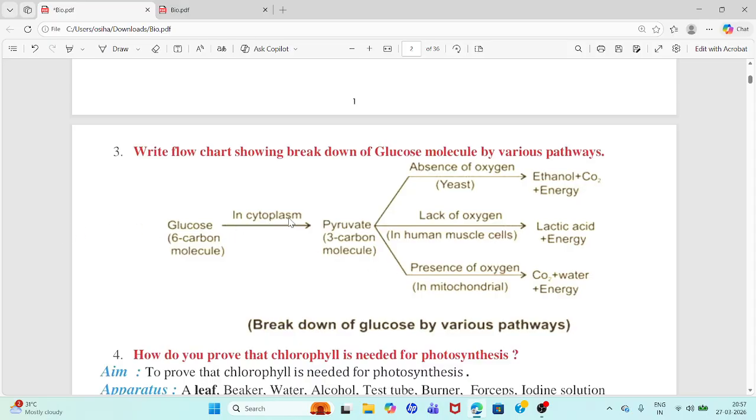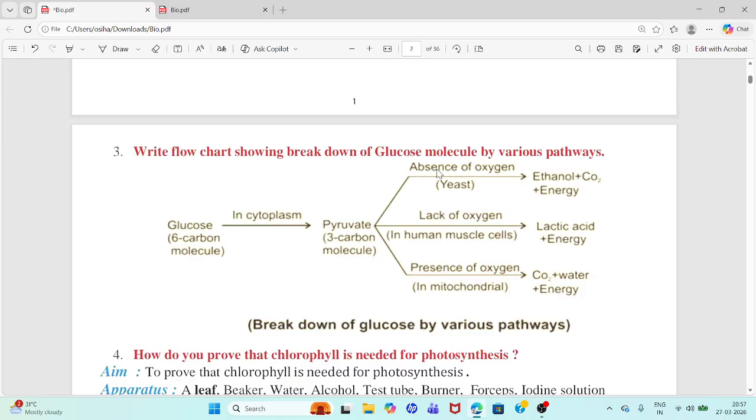Glucose breakdown takes place in the cytoplasm. The 6 carbon molecule is broken down into 3 carbon molecules. So that is pyruvate. This pyruvate releases some energy. These are the subsequent pathways. These three are the subsequent pathways.